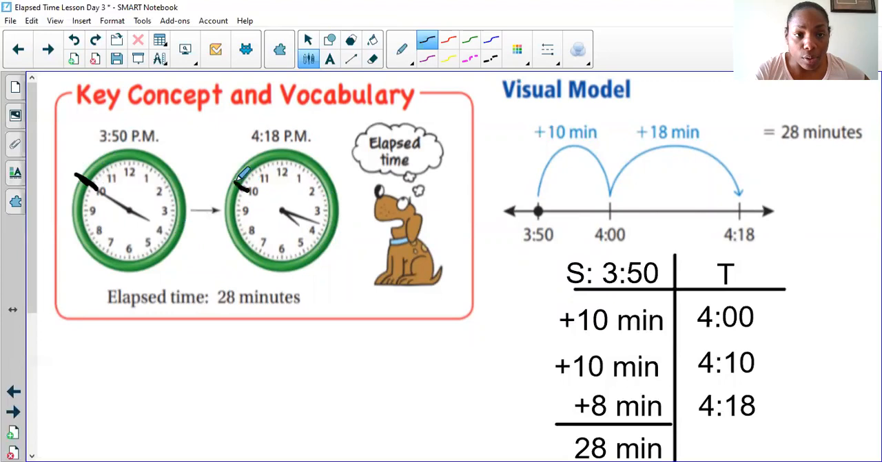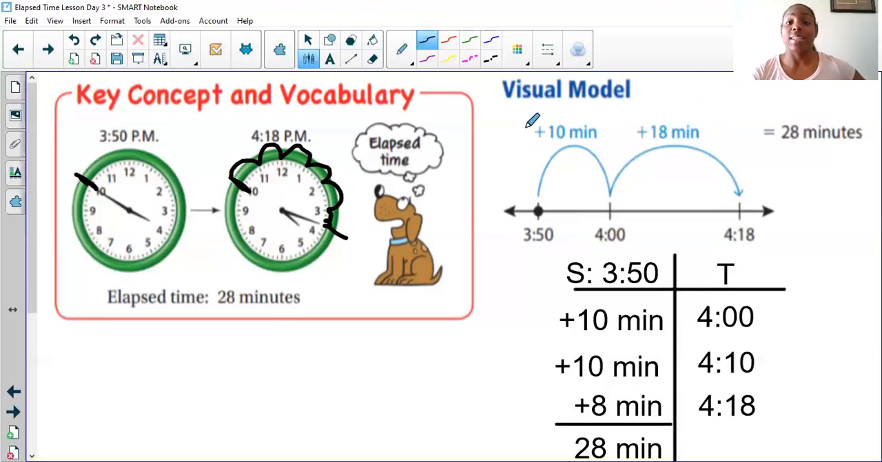So I'm going to go ahead and mark on this clock the 50-minute mark, and I need to stop right here at 18. So I'm going to count by 5s to the bigger numbers, and then when I get to the smaller tick marks after the 3, I'm going to count that by 1s until I get to the time that I need to be at. So let's go ahead and count by 5s. I got 5, 10, 15, 20, 25. And then I have to start counting the little tick marks, 26, 27, 28. So there were 28 minutes that passed between 3:50 and 4:18.